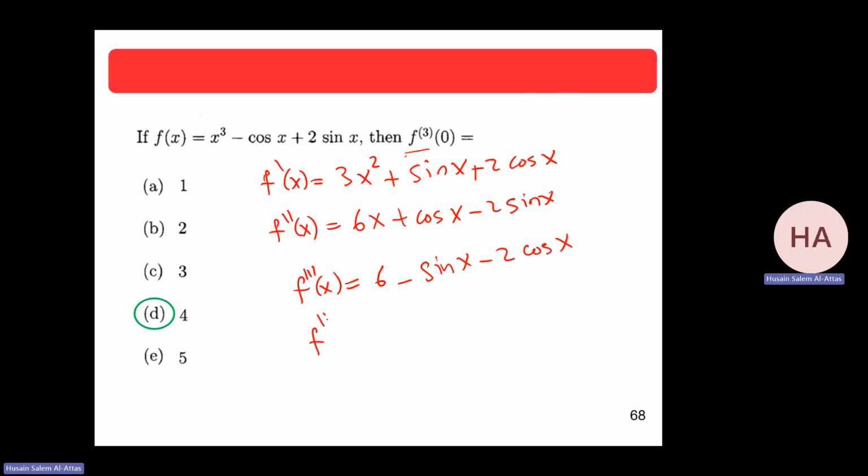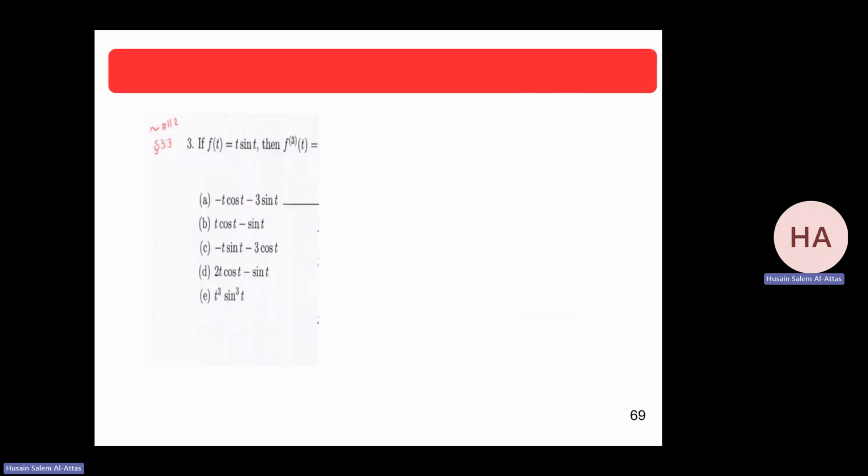Now what they want is the third at 0. That will be 6. Sine 0 is 0. And this is minus 2. So the answer is 4. Calculation. The third derivative, let me do it. F prime will be what? Sine t plus t cosine t.